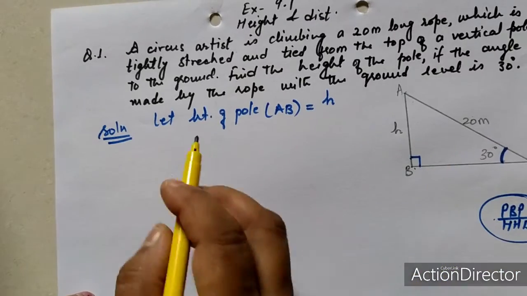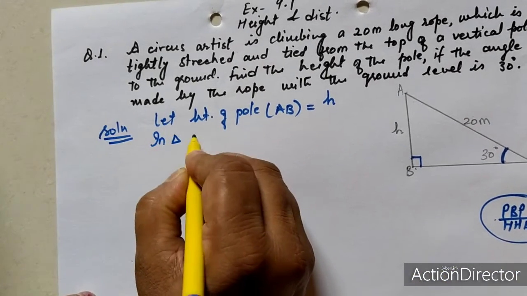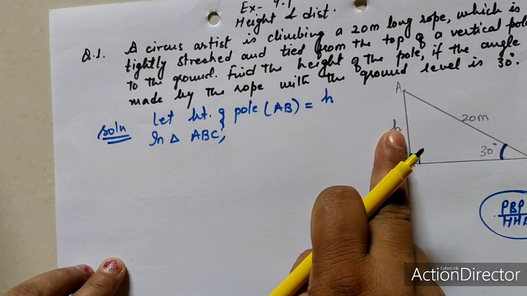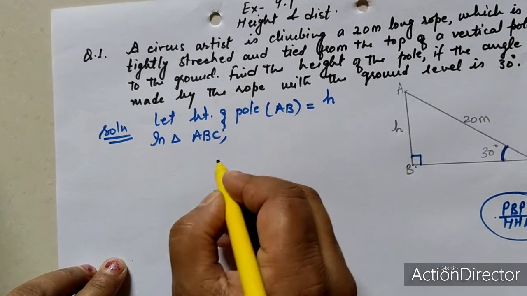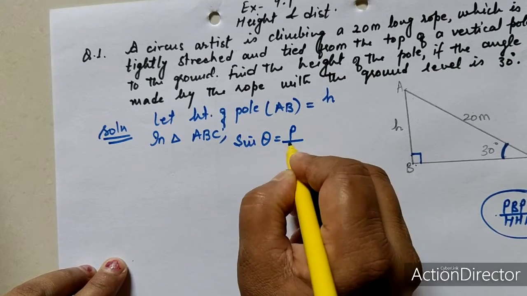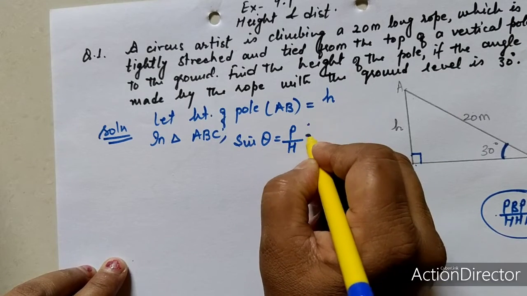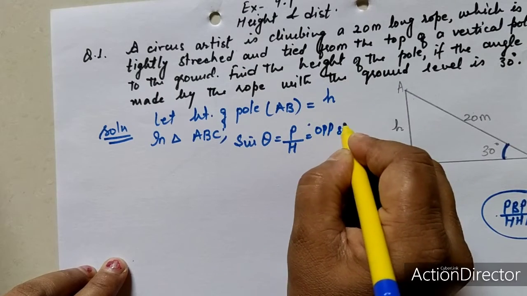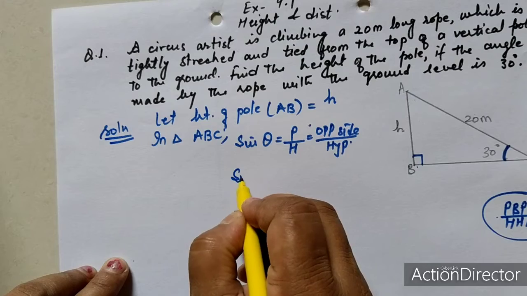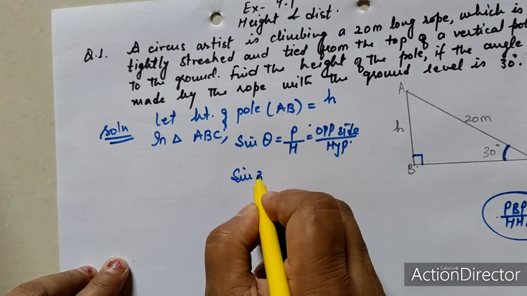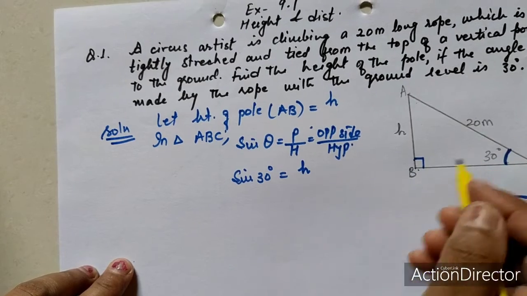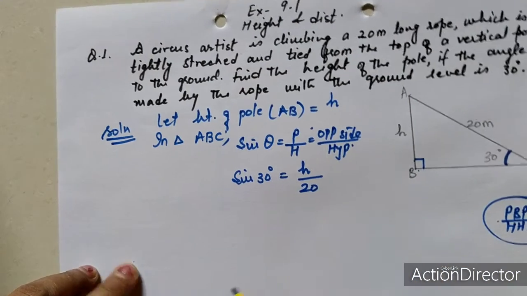So here according to the triangle, I will write in triangle ABC, this is actually theta, this is perpendicular, meaning opposite side. So I will write sine theta is equal to perpendicular upon hypotenuse, or you can write opposite side upon hypotenuse like this. Okay, sine theta means theta is 30 degree. So sine 30, opposite side is H, which is unknown, hypotenuse is 20 meter.